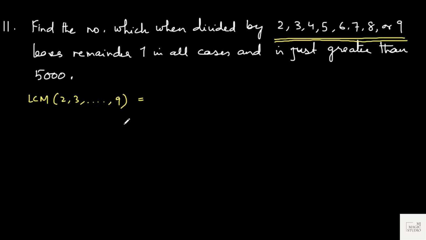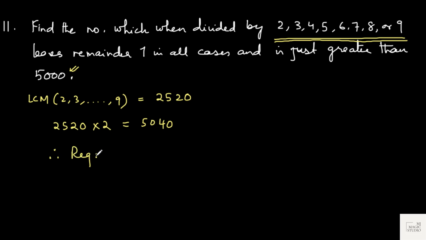The LCM of the numbers 2, 3, 4, 5, 6, 7, 8, 9 would be 2520. So any number which is 2520 or a multiple of 2520, when divided by 2, 3, 4, 5, 6, 7, 8 or 9, will leave remainder 0. First of all, we need to understand that. Now we are looking for a number just greater than 5000. If we take 2520 two times, we get 5040. It is just greater than 5000 and is divisible by 2, 3, 4, 5, 6, 7, 8, 9.